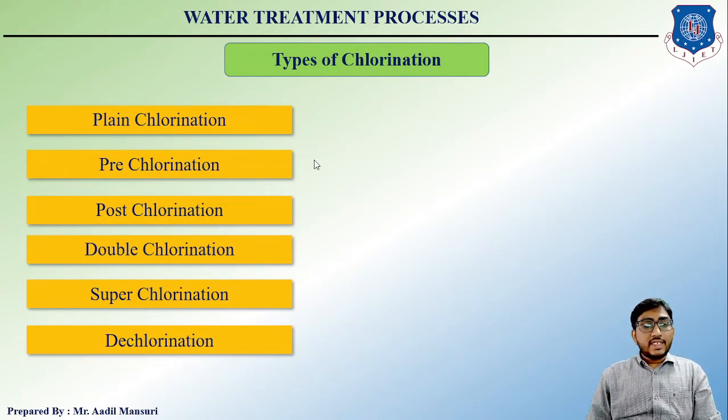Right? Next is pre-chlorination. So pre-chlorination is the process of applying chlorine to the water before filtration or sometimes before sedimentation and coagulation. Right? And it helps in improving coagulation and reduces the load on further processes like filtration. Generally, doses required are as high as 5 to 10 milligrams per liter.